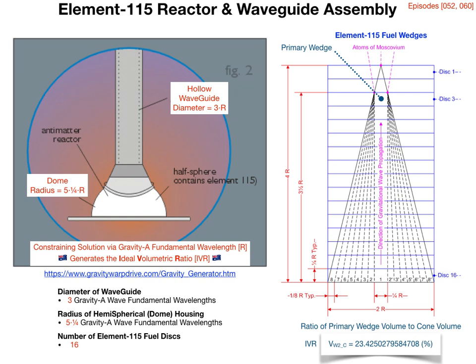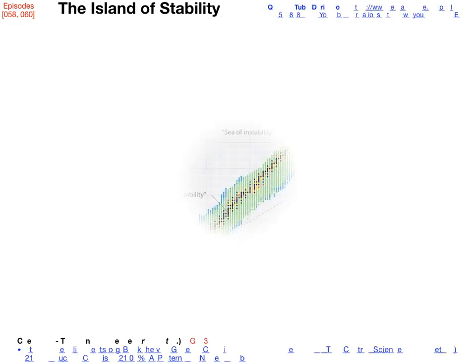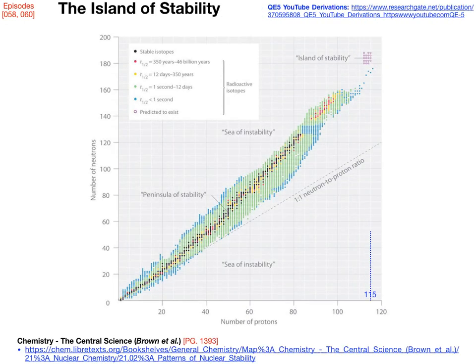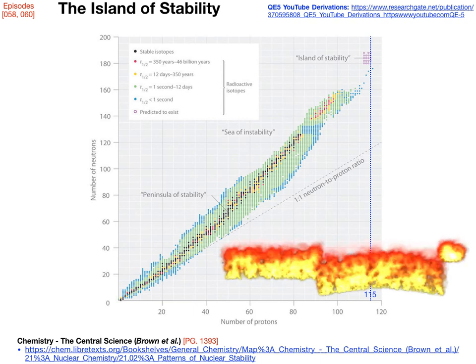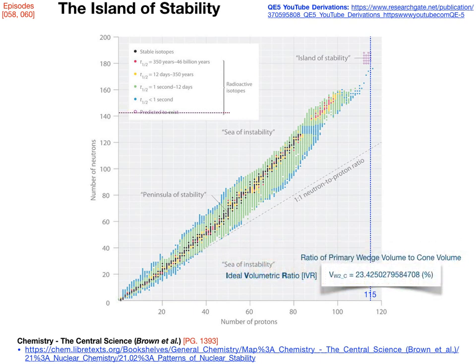It also means that the ratio of the volume of the primary wedge to the volume of an uncut cone is the same for all values of R. Hence, this is termed the ideal volumetric ratio. Let's now have a look at what the ideal volumetric ratio buys us on a nuclear stability diagram. By enforcing the ideal volumetric ratio, whilst satisfying the Lazar primary wedge mass requirement of 223 grams, we're able to identify four potential element 115 isotope candidates.